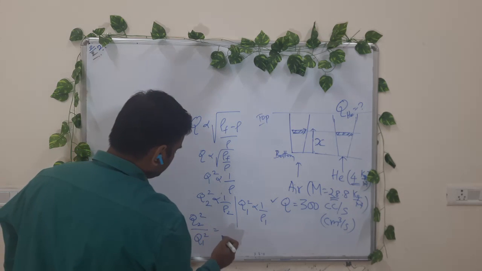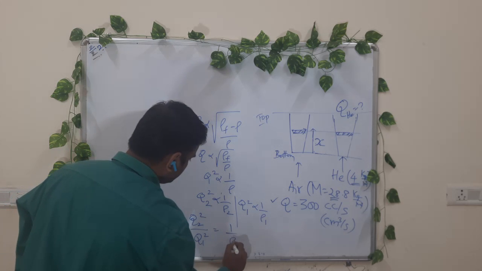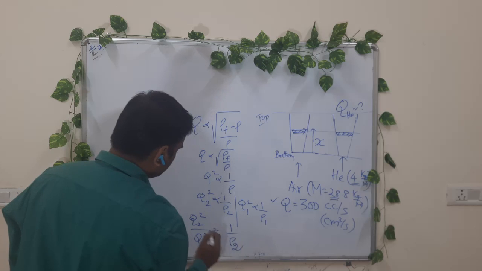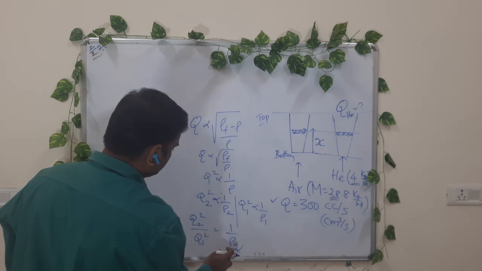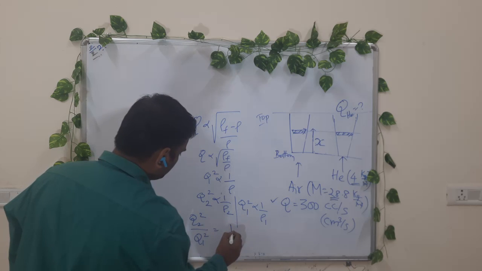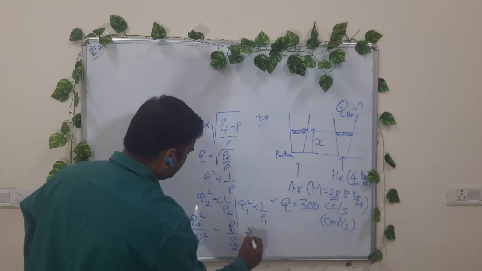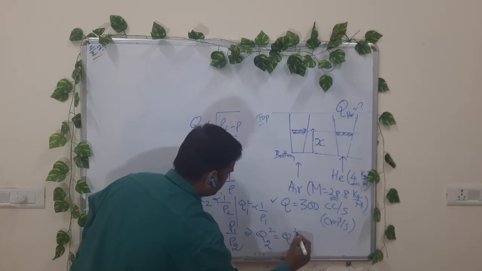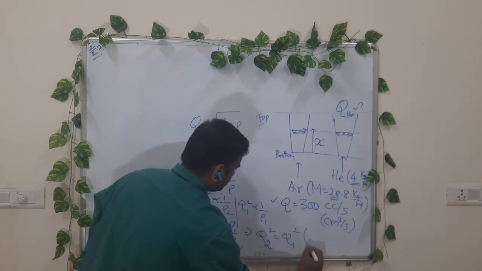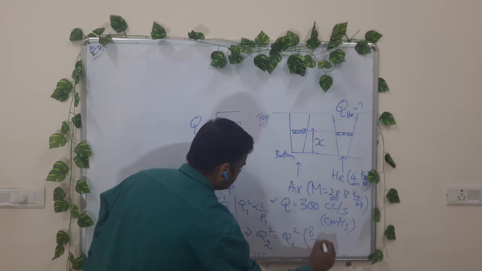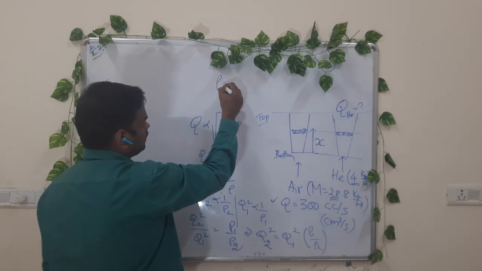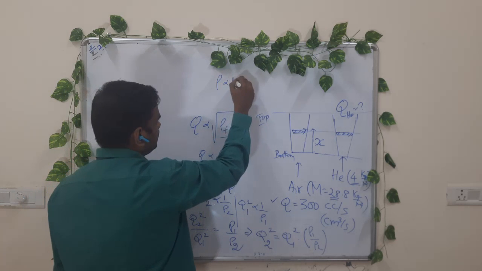Q2 square by Q1 square is equal to 1 by rho 1 over 1 by rho 2, so Q2 square is 1 by rho 2, then Q1 square will become rho 1. Or you can say Q2 square is equal to Q1 square into rho 1 by rho 2. And we know, as I explained earlier, that rho is proportional to m.